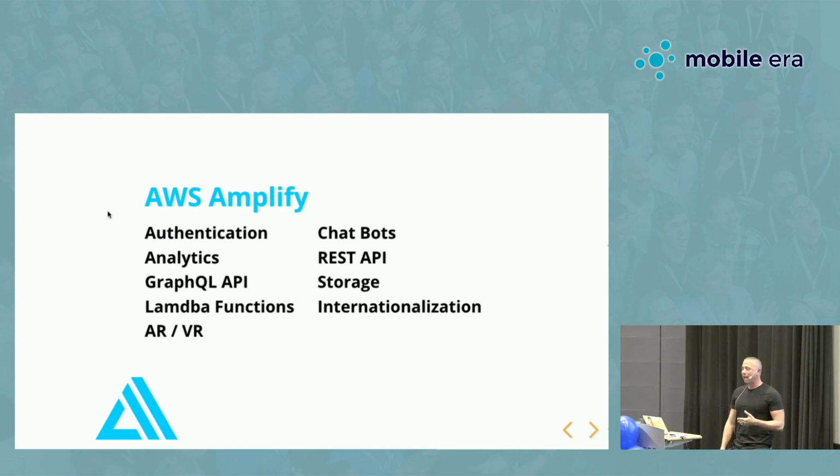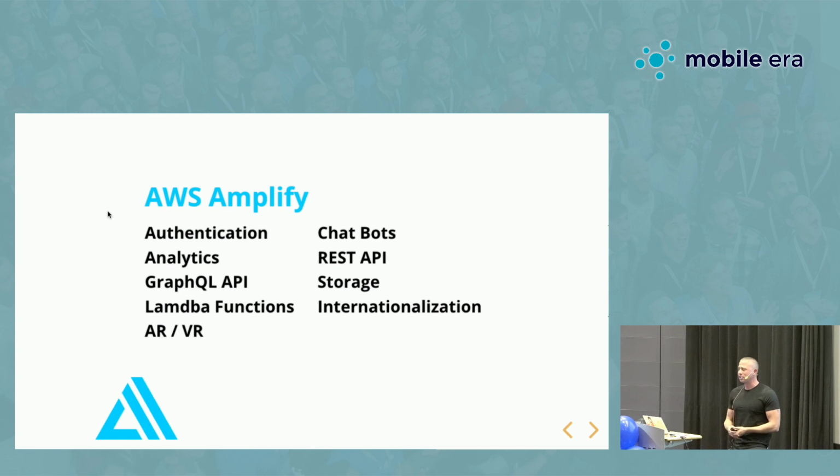We have a GraphQL API, where you can create a managed GraphQL service. You can create Lambda functions. You can create and interact with AR and VR scenes using Amazon Sumerian. You can create and interact with chatbots. You can create REST APIs, which are a combination of API Gateway and Lambda. You can create S3 buckets, so that's storage. You can also create storage in the sense of working with DynamoDB with a Lambda function. And again, all of that is pre-configured in a single command.